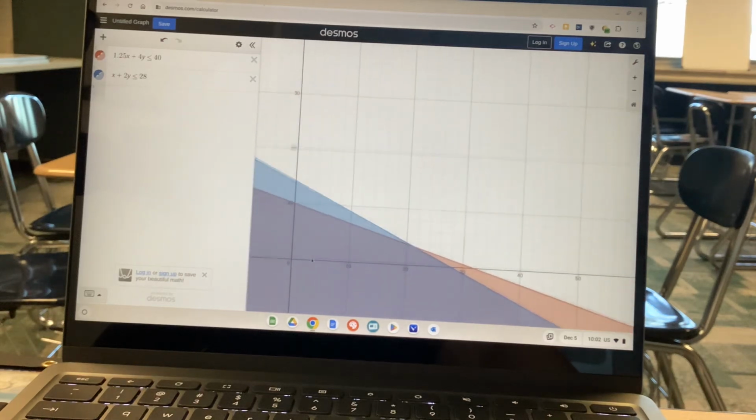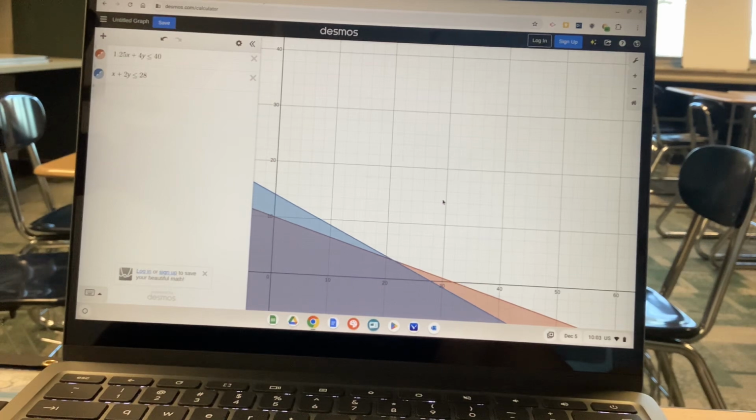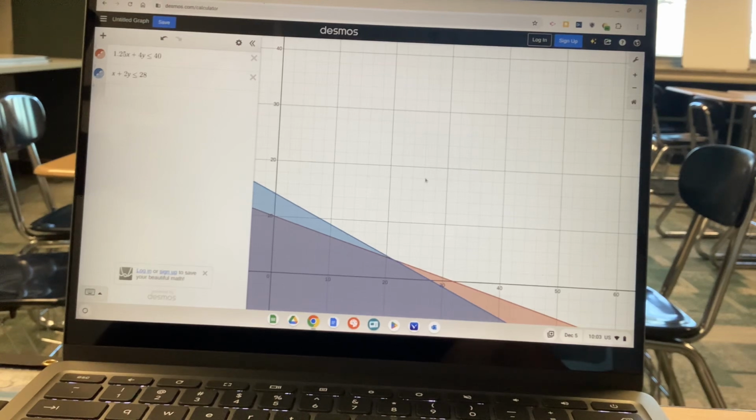All right, so here's what matters anyway. We only care about the positive section because they cannot use a negative amount of time or a negative amount of fabric. So I'm only focused on this first quadrant here. Now, notice that I've got some red and I've got some blue going on here. The red has to do with my first inequality, which is the amount of fabric that they use. Now, if you remember when we talked about inequalities the first time, we said that the shading represents all of the solutions.